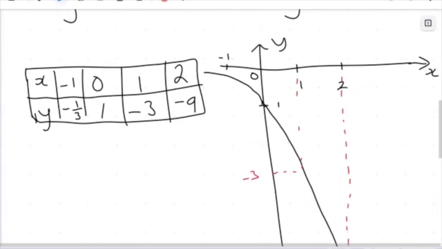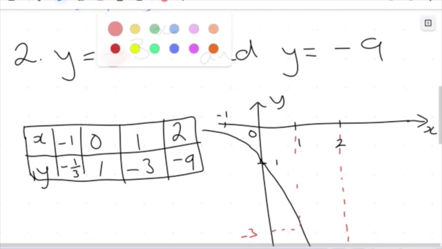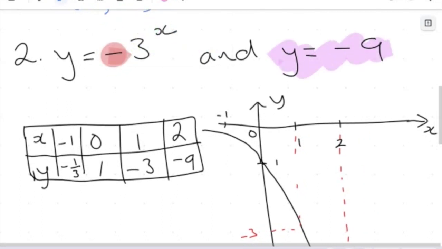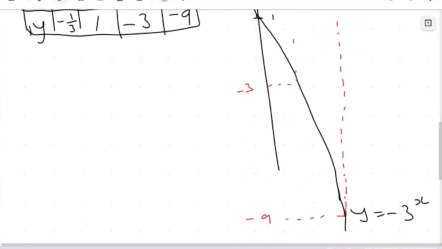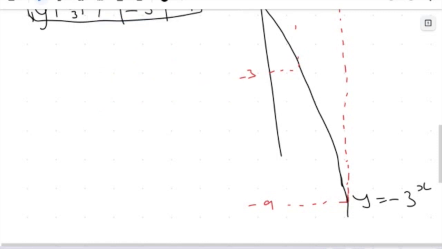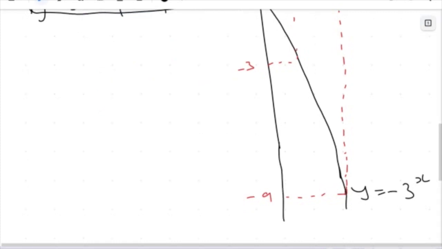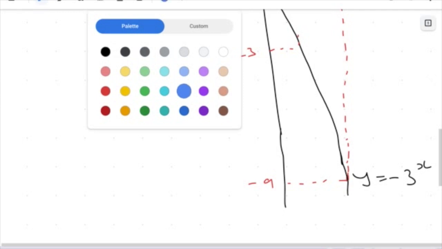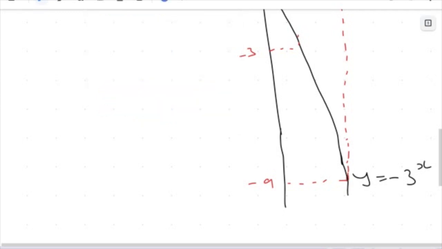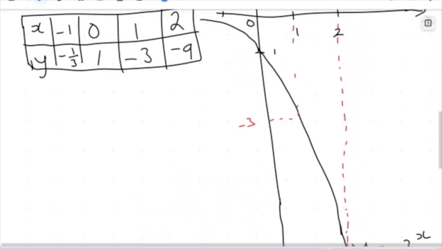Okay, so now that I've drawn that, I want to draw in my second graph here, y equals negative 9. So extending this y-axis down to here, I have the graph of y equals negative 9. That is a horizontal line. So I'm going to draw that through here, and it goes on both sides. This is my graph of y equals -9, and this particular point is where it intersects my exponential graph here.